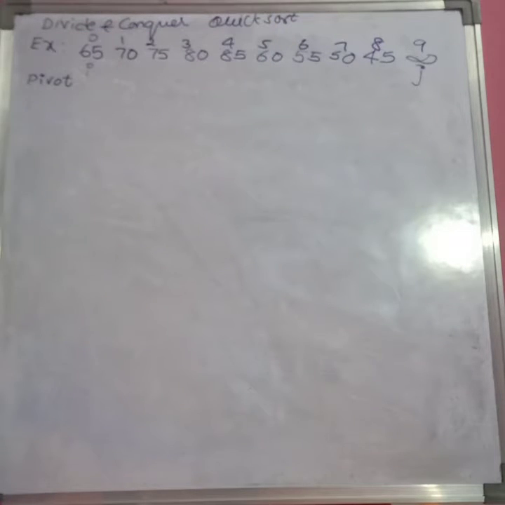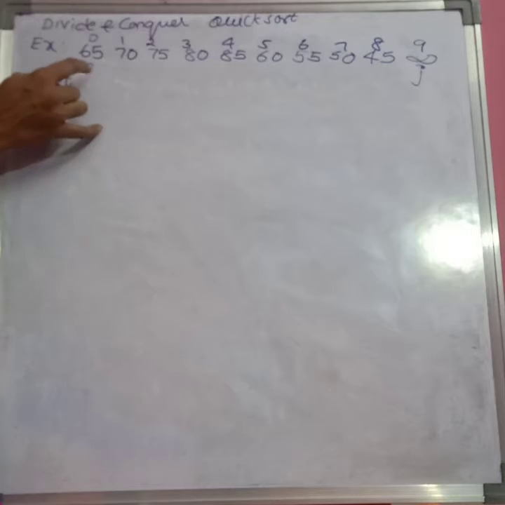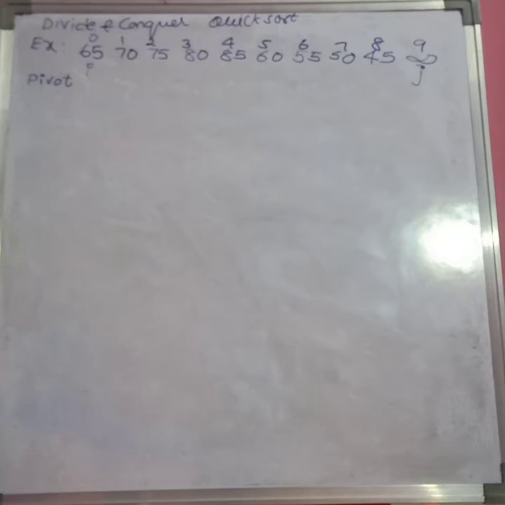To move the pivot element to its exact position, every time we are incrementing the i value. That means we increment i from the lowest index to the highest index, and we decrement the j value from the highest index to the lowest index, and we are comparing. So now I will start showing how to sort.